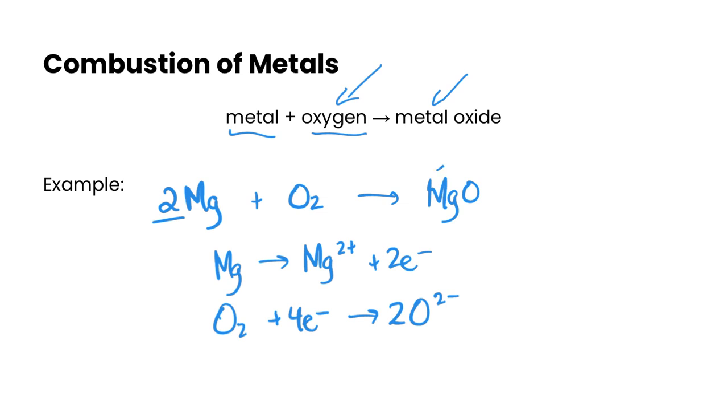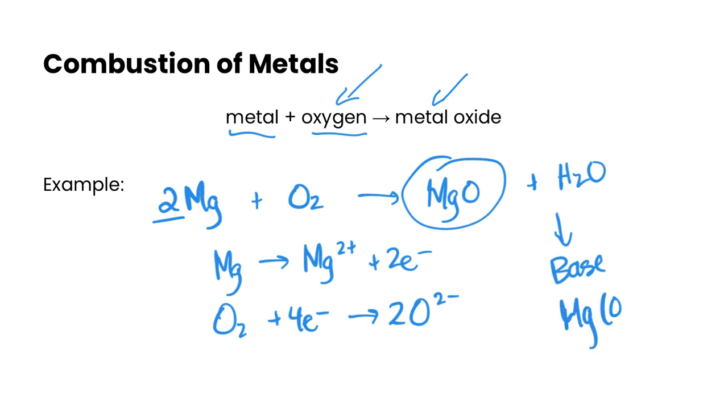Now, if you took this metal oxide and you react that with water, we would create a base. In this case, we'd create magnesium hydroxide. So worthwhile to know.